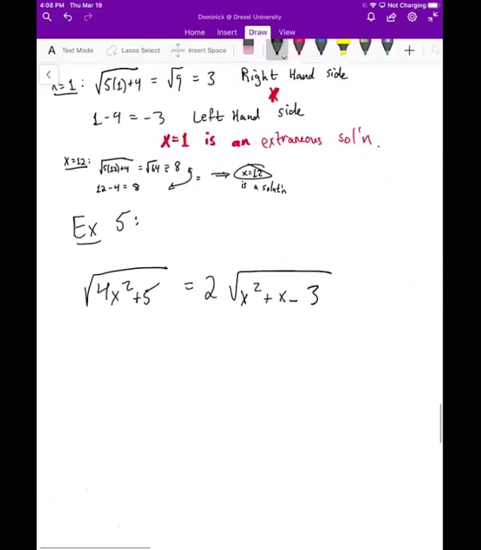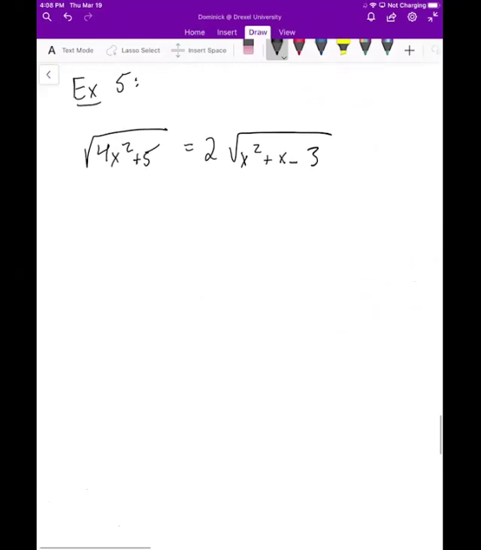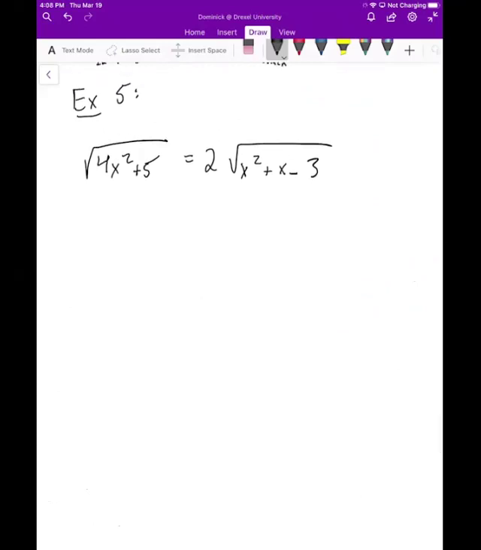Okay, so next example, now we have a square root on both sides. This is a more innocent version of what's going to happen, because now on the left side I have a square root by itself. So if I square that, that should help. And whatever I do to the left-hand side, I need to do to the right-hand side. The left side will just become 4x squared plus 5. And then on the right-hand side, we can say this is 2 squared times our square root squared.